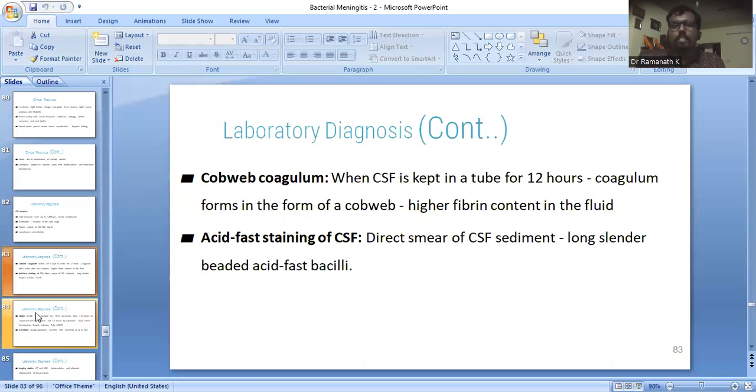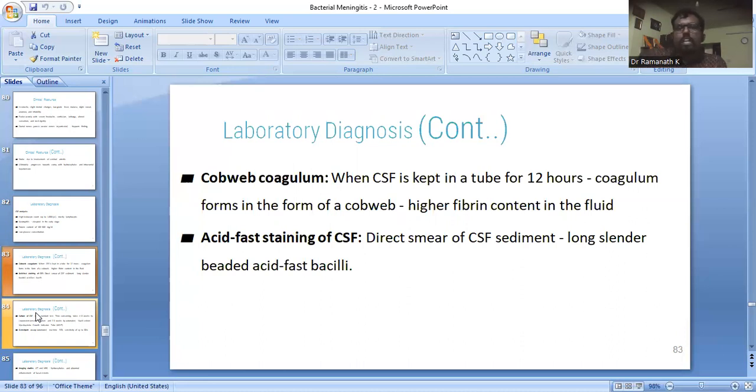One special feature you can notice in tubercular meningitis is cobweb coagulum formation. Here is the particular change we can see in the CSF. When it is kept for more than 12 hours, a coagulum forms in the form of a cobweb on top of the CSF, which is mainly because of the higher fibrin content in the fluid.